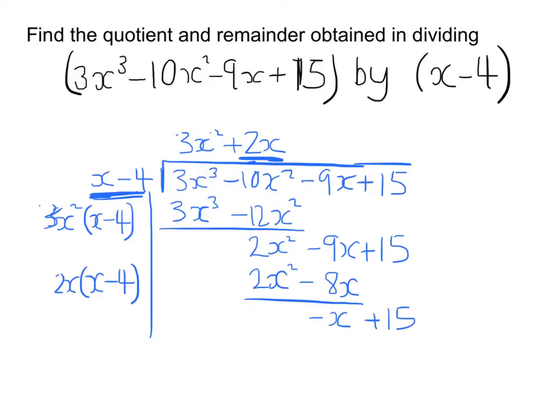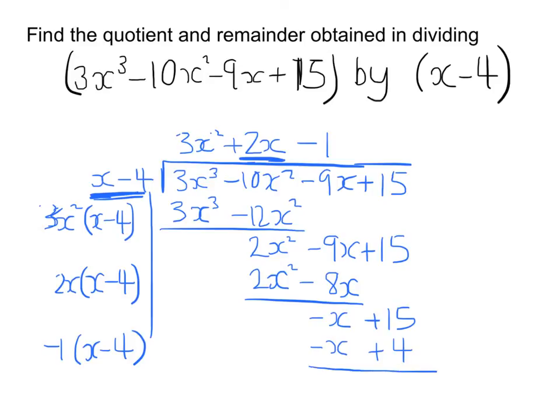How many x's in minus x? It's minus 1. And now we've got minus 1 times x take 4, which is minus x plus 4. Now we do the subtraction, so 15 take away 4 is 11, so our remainder is 11, and this bit is our quotient.